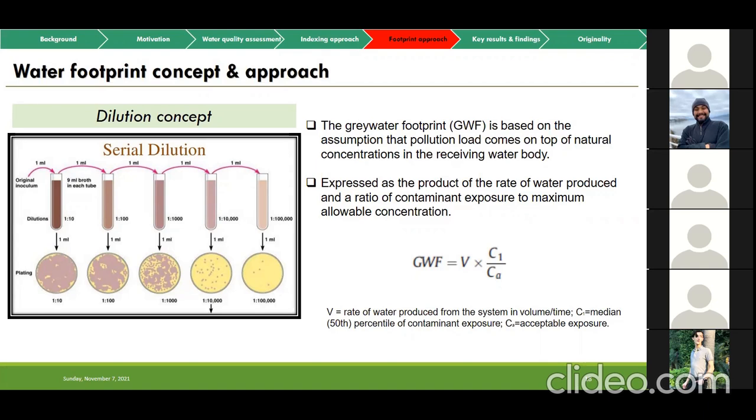So the gray water footprint, which I use, is based on the concept that pollution, any contamination, which can be arsenic, iron, disinfection byproduct, comes on top of the natural water body. And it is just based on a simple ratio, which I developed: gray water footprint equals V times C1 over Ca, where V is the volume of water that is produced from a system. C is the contaminant, any contaminant or a group of contaminants exposure. I took the median value. Ca is the acceptable exposure.